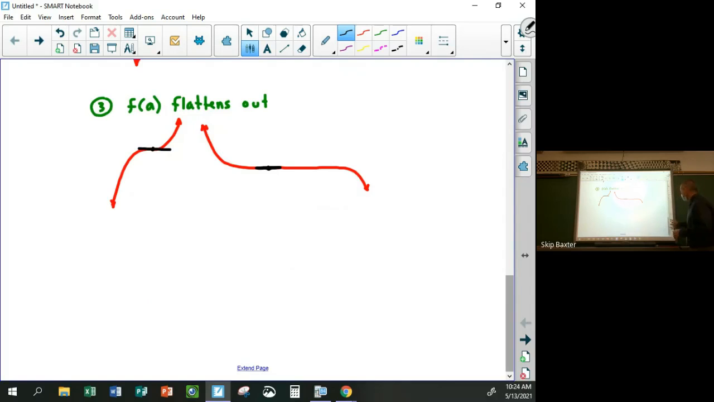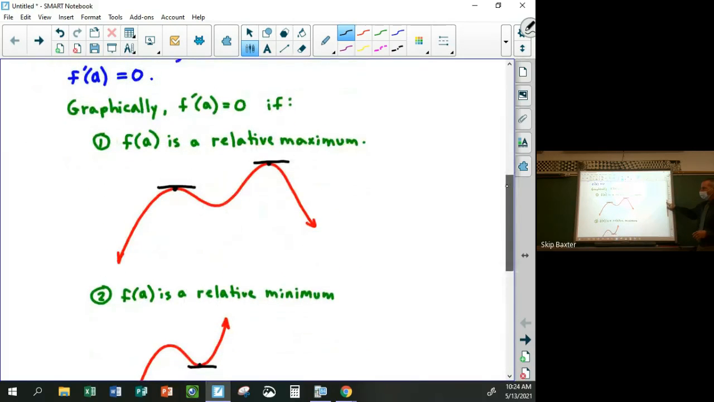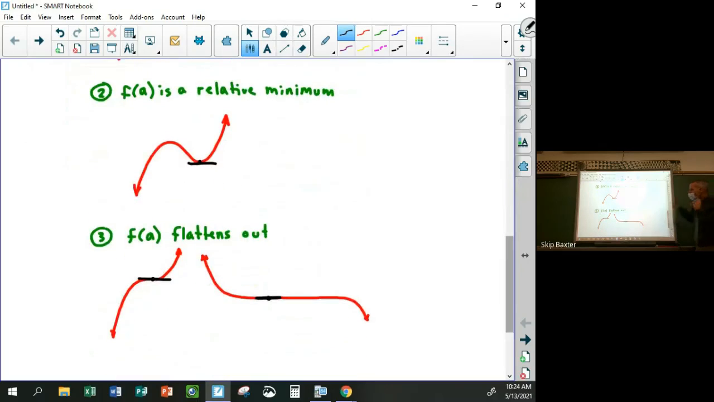It's a great question. All right, so those are the three situations at which the derivative is 0. Okay? So if they gave you a graph and they just said, identify all the points where the derivative is 0, you just find high spots, low spots, and then other flat spots. Okay? And it's that simple.